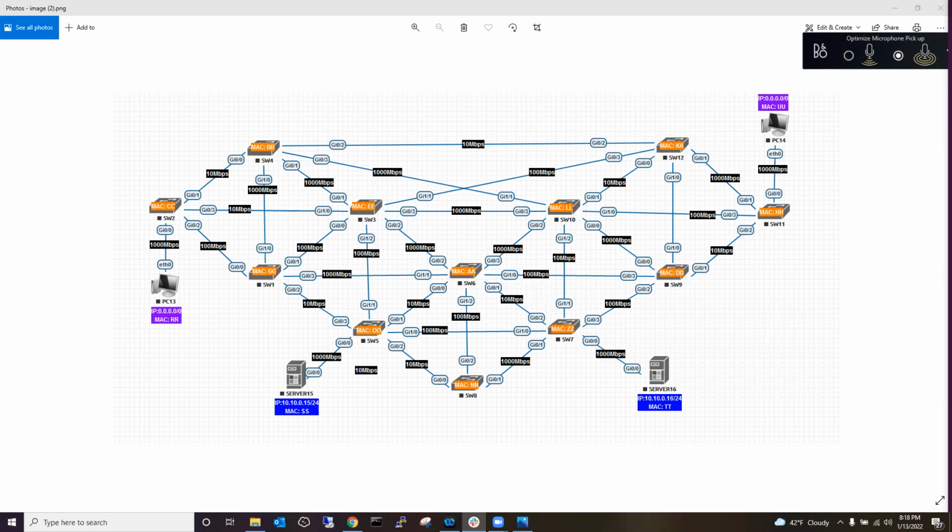Who is the root bridge within this topology? What path does PC13 take to server 16 and the PC14 and the server 15? Question number 3, what path does PC14 take to server 15 and to PC13 and to server 16? Number 4, identify within the topology the port states and port roles.